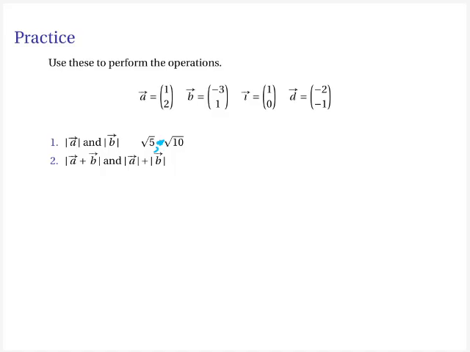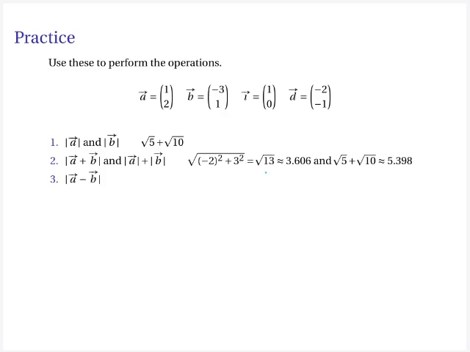Then illustrating the triangle inequality: the sum of the two vectors, then take the length, versus taking the length and then summing. If you take the sum of the two vectors and then find the length, you get the square root of 13, about 3.6.